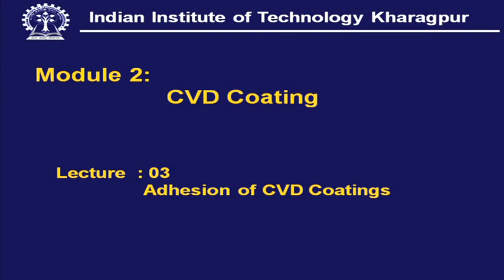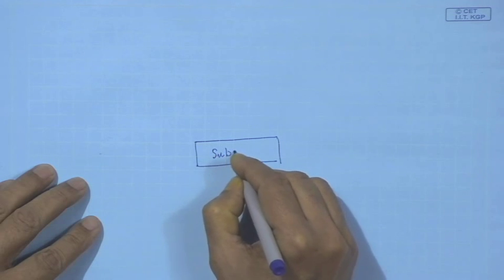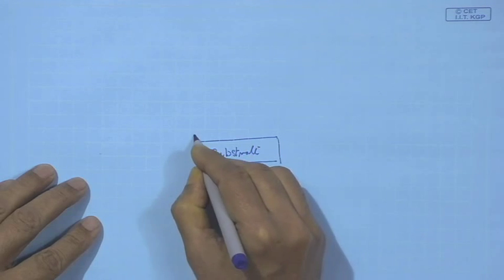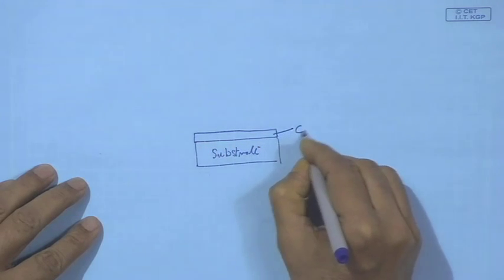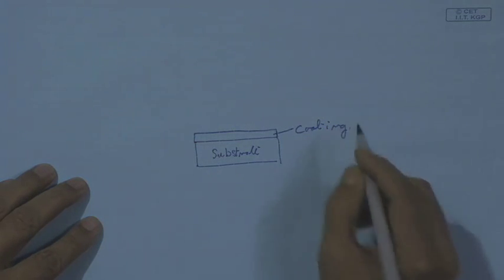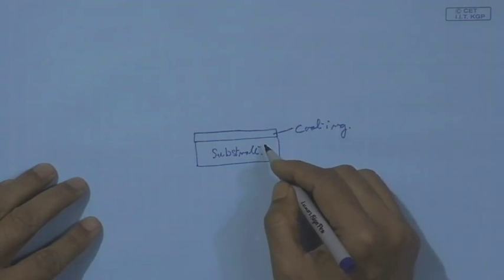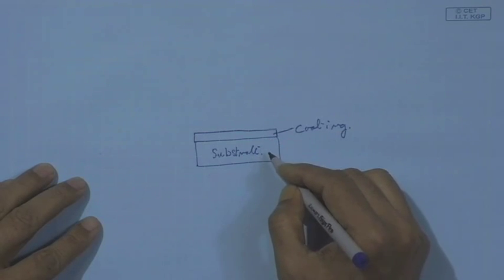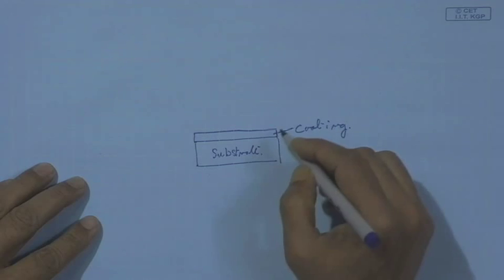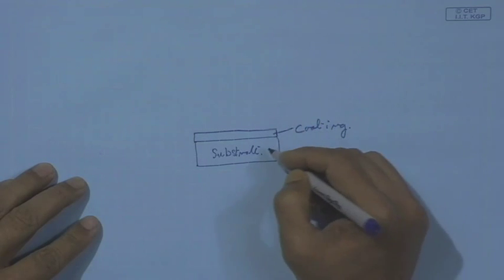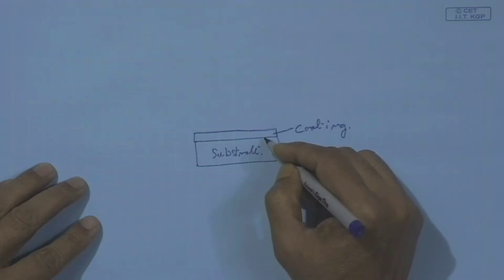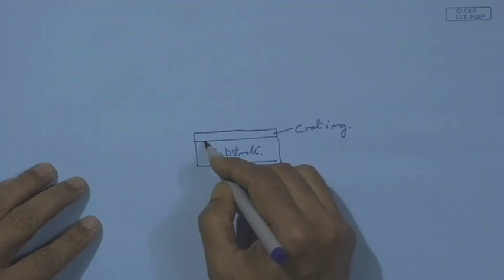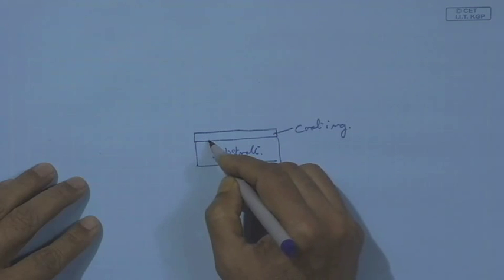Say, for example, this is the substrate and on top of this we have a coating. Now, the substrate and the coating are not independent of each other. They have to behave and perform like an integral piece or component, and here each has its own characteristics and properties. But the main problem is how to build up a strong interface in this zone.